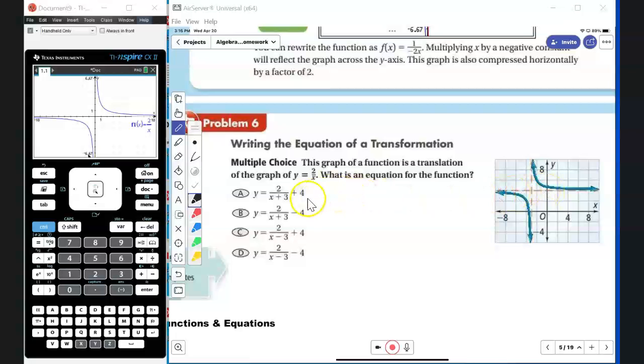So if it goes up, then we notice that the B and the D answers are going to be incorrect. So I'm going to type in control division 2, and we know that it's going to be x, and if it's going to go to the left, it's going to be plus 3, and then if it goes up, the horizontal asymptote goes up 4, so it's going to be plus 4. We press enter, and I think that matches our graph. So the answer is A.